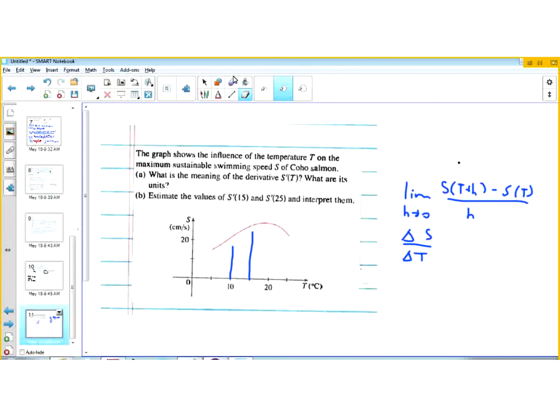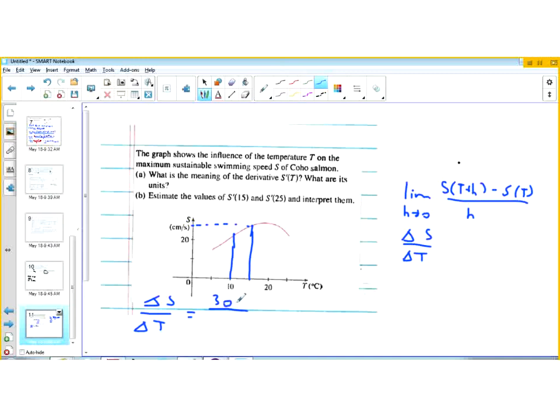but S prime of 15, I guess we could estimate it using the average swimming rate or something like that. Let's see how we can calculate that. A good estimate, since we don't know the function, would be to just use delta y over delta x. In this case, delta S over delta T. Say we use 15 and 10 as our interval.